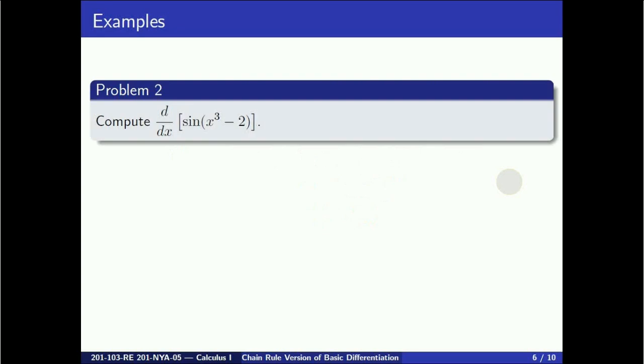In our second example, we want to find the derivative of sine of (x cubed minus 2). This is a function of the form sine of u, where u is the function x cubed minus 2. We need to use the chain rule version of the basic differentiation rule for sine. You will recall that the derivative of sine is cosine. So instead of having the derivative of sine of x equal to cosine of x, the chain rule version of that rule is obtained by replacing x by u.